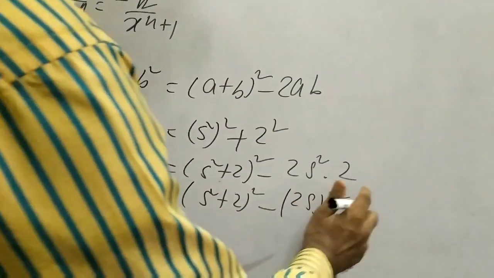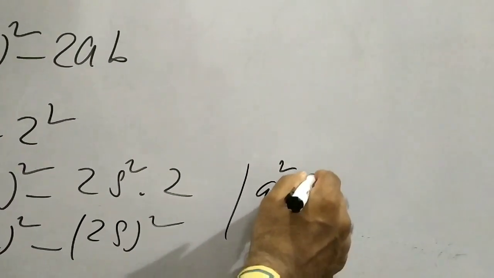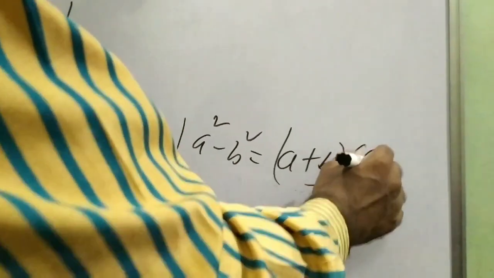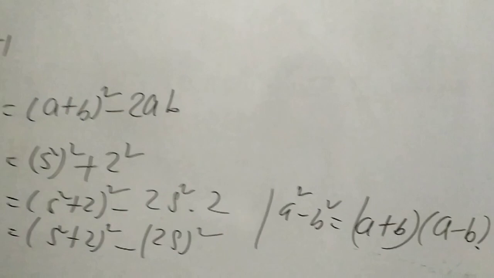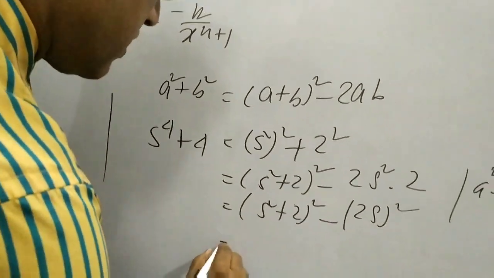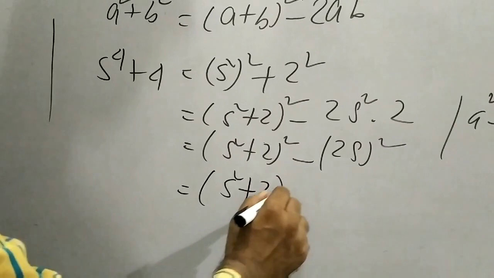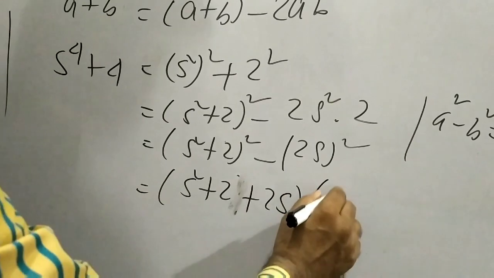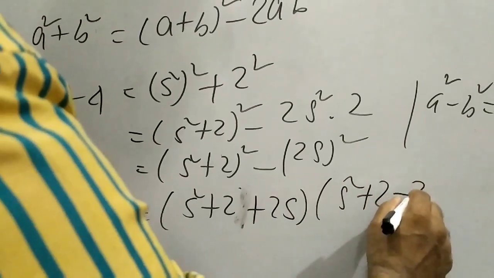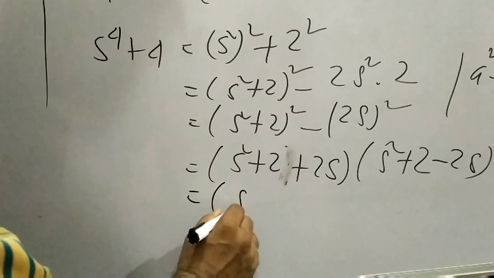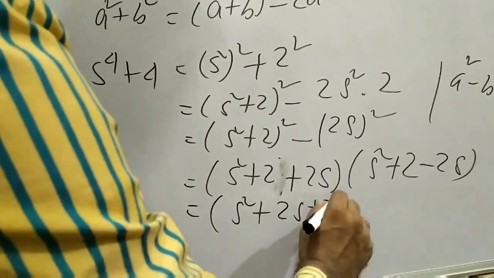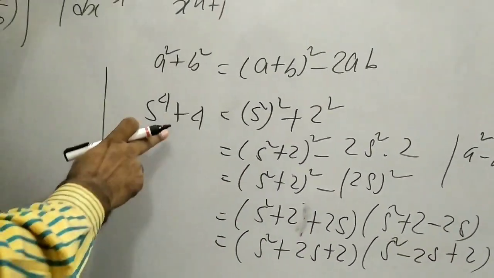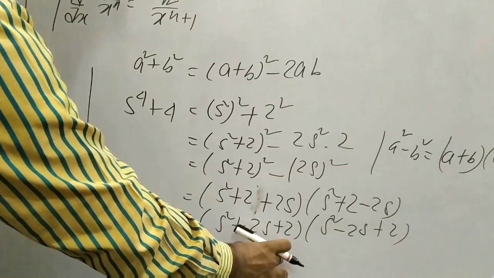Again we get the a square minus b square formula. This is the third formula in our life: a square minus b square equals a plus b into a minus b. We know this. So this will be s square plus 2 plus twice s, into s square plus 2 minus twice s. Or we can write s square plus twice s plus 2, s square minus twice s plus 2. So this s to the power 4 plus 4, we can write in this way.